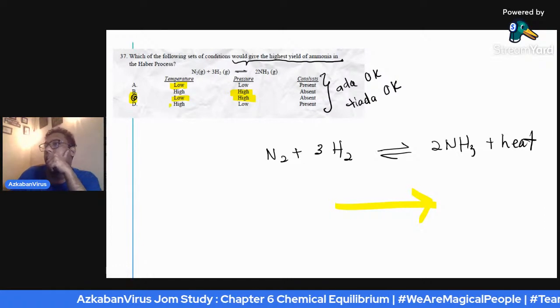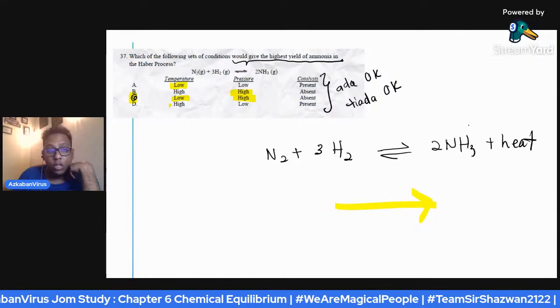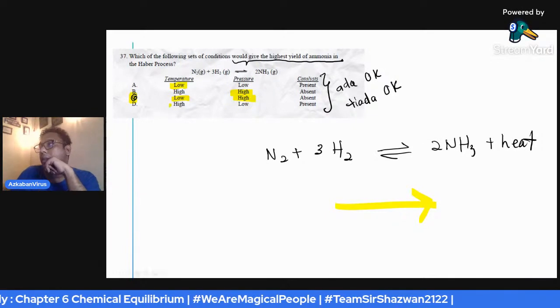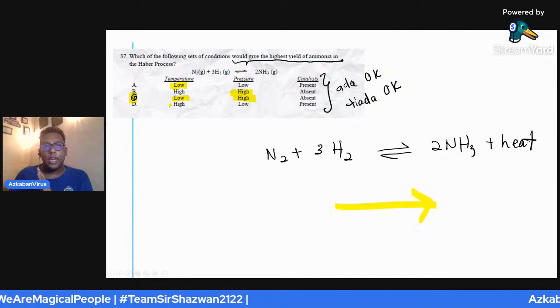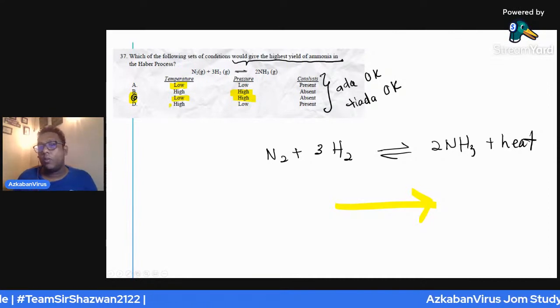Okay, dia mestilah low temperature sebab dia adalah an exothermic reaction. Yang kedua adalah dia mesti high pressure. Sebab apa? Kita nak shift dia to the side with less number of mole of gaseous particle.